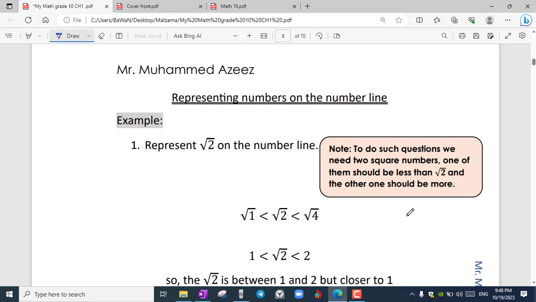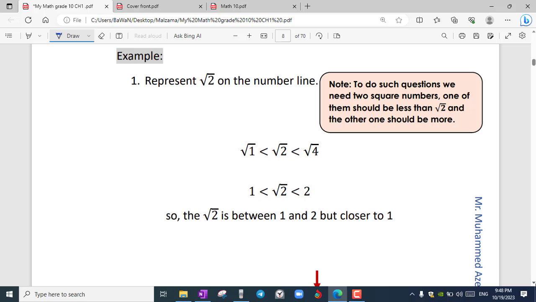Representing numbers on the number line, this is how we work on square root of a number that's not a perfect square number. There we go. Represent square root 2 or radical 2 on the number line. Okay, now we write 2 here. Write a number that is more than 2 and is a square number. A square number more than 2 is 4, and a square number less than 2 is 1. Now I'm going to put the radical on all the 3 numbers.